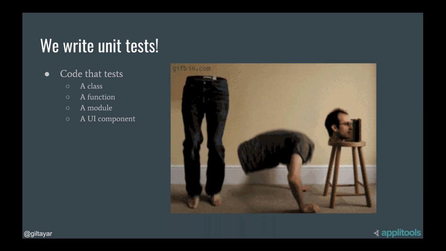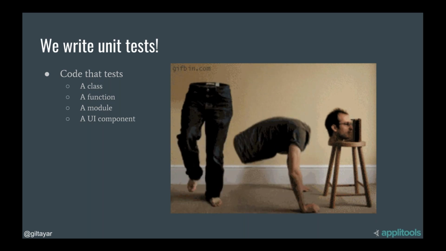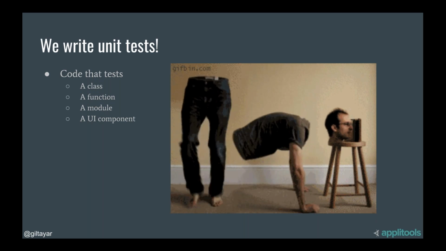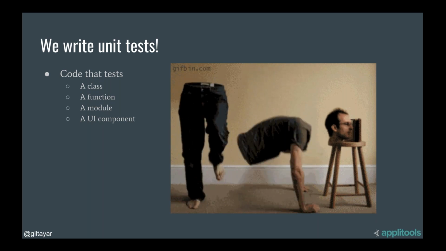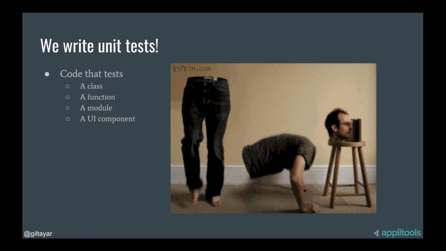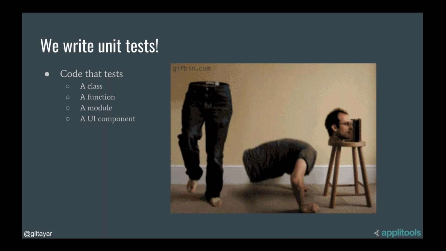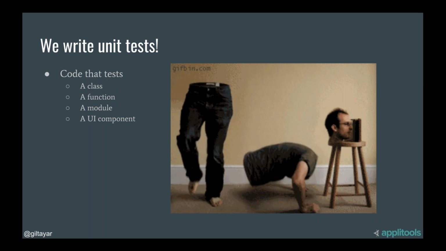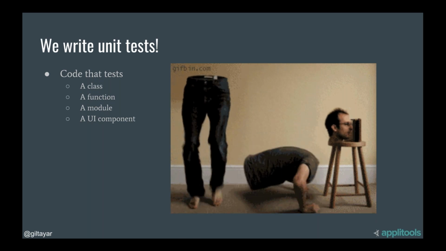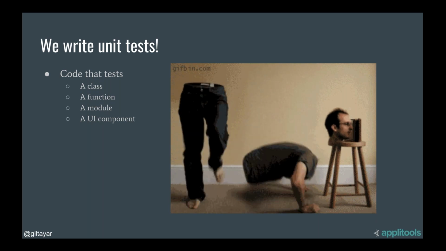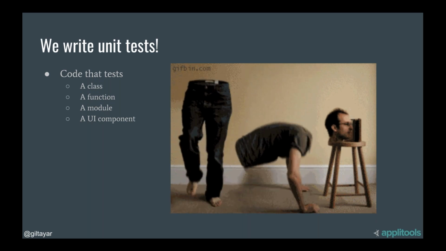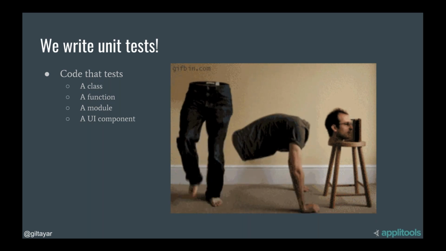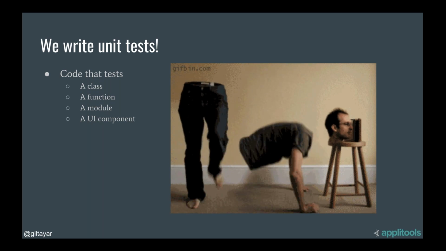So the first thing that developers write, especially when they're new to software development, is unit tests. What are unit tests? Unit tests are code that tests a specific class, a specific function, or a module, or a UI component. Okay, it's just one unit. If we're doing functional programming, it'll be a function. If we're doing object-oriented programming, it'll be a class, etc. And we just test it in isolation.